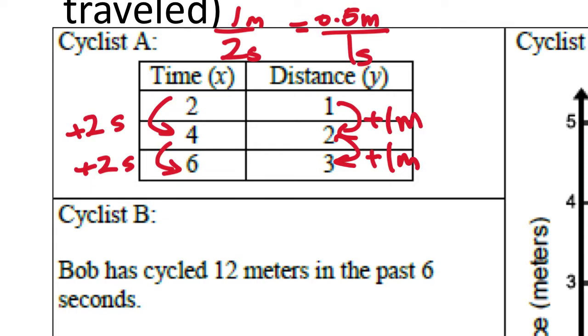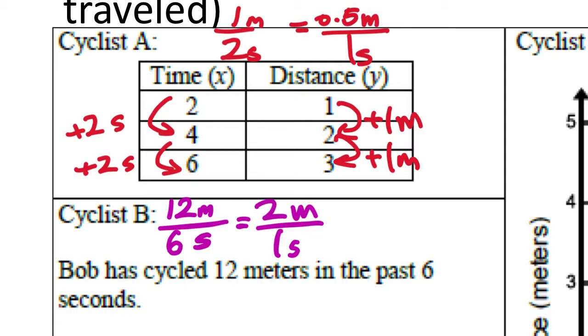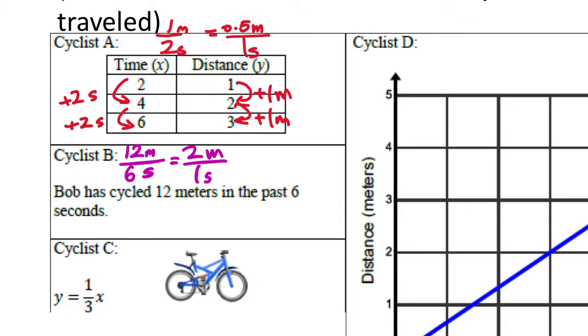Cyclist B is Bob cycling 12 meters in the past 6 seconds. So again, as a ratio, it's meters to seconds, and it's showing 12 meters for 6 seconds. I just divide those both by 6 to figure out the distance Bob goes in 1 second, in meters. 12 divided by 6 is 2 meters per second. And right off the bat, we can see that Bob, cyclist B, is going a lot faster than cyclist A. And we are going to need that information, since we're trying to determine who's going from slowest to fastest.